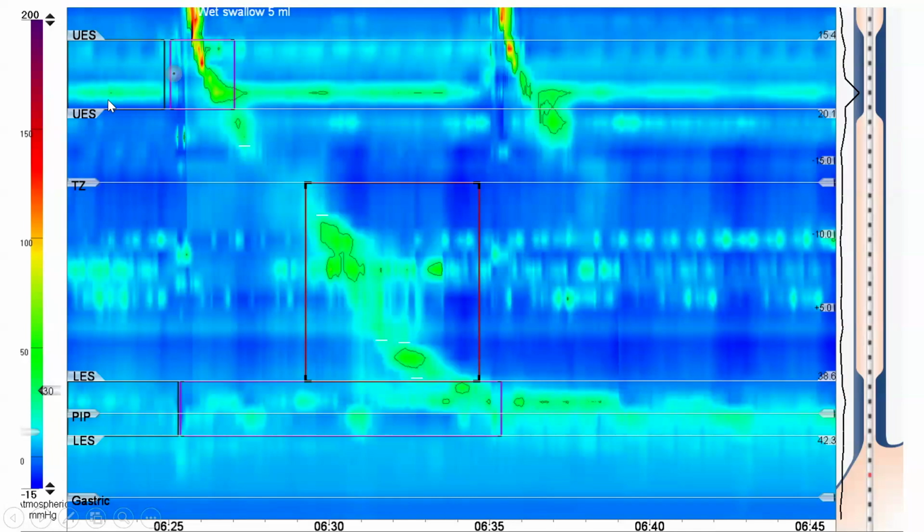You can see the patient starts swallowing. There is some pressurization, but it's very weak. It is failed peristalsis.